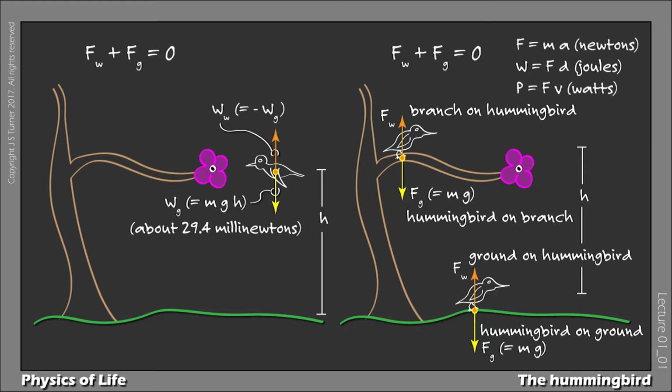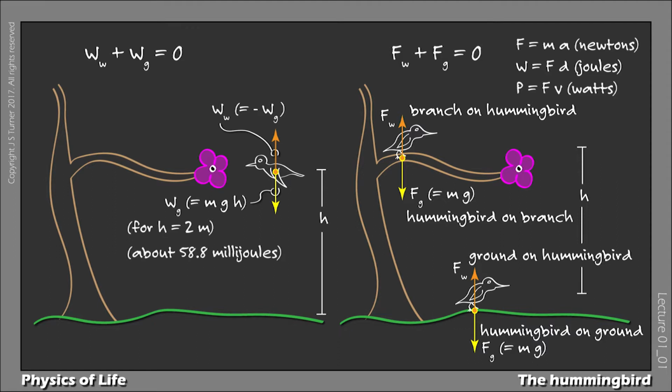We can do the same thing as we did with forces. There's an energy balance that is simply the sum of the two quantities of energy. When the hummingbird is hovering, these two forms of energy balance to zero. So, for example, if the hummingbird is hovering at a height of 2 meters, the potential energy is 2 times the hummingbird's weight, or about 58.8 millijoules. The work that must be done by the hummingbird to keep gravity from doing work on its body is also 58.8 millijoules. But, of course, we cannot stop there.